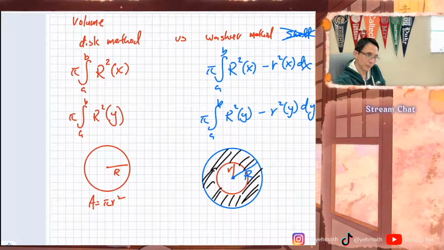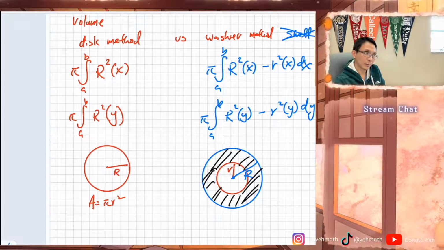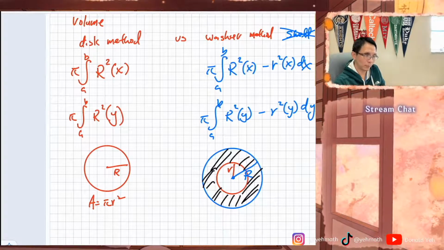Interesting. By any chance, would this be a top view of the base? It could be, but it really depends.